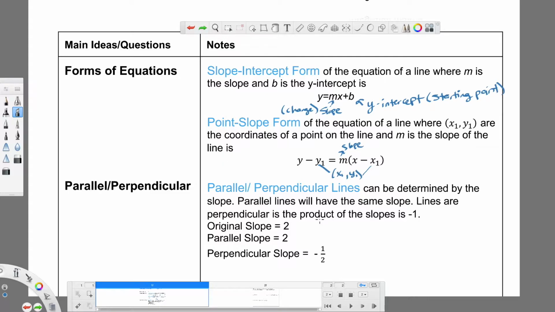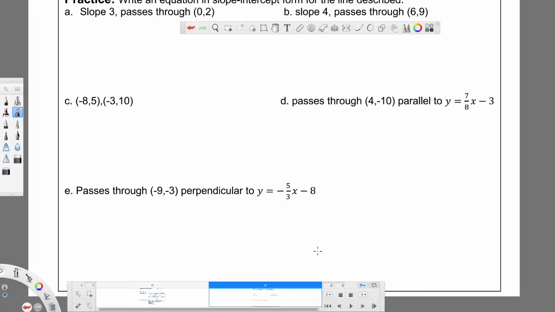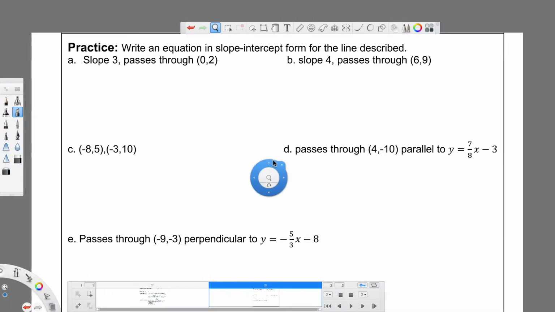All right, let's go ahead and take a look at the next page here. Scooch down. All right, so it says, write an equation in slope-intercept form for the line described. So be careful with this. If you write the wrong form on Alex, you may have the equation right in that form, but if it's not in the form that it's asking you to write, it'll mark you wrong. So make sure you're writing it in the correct format.